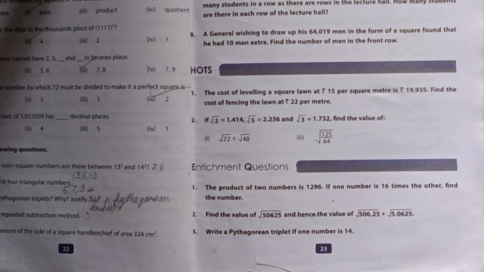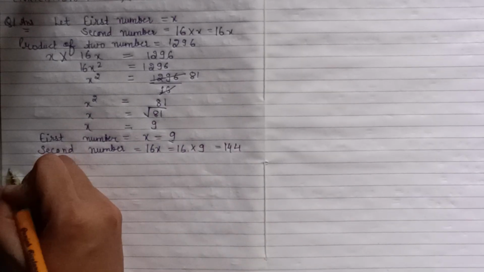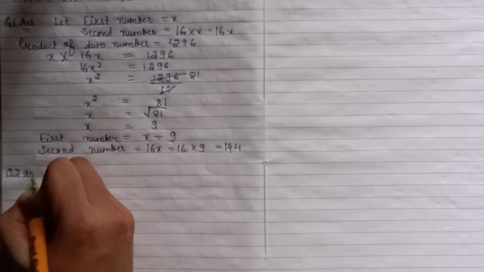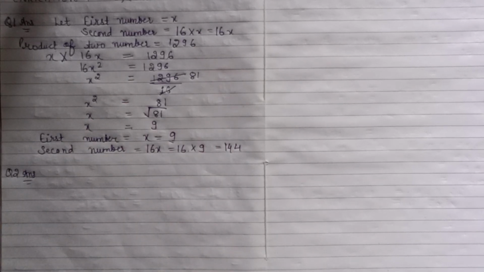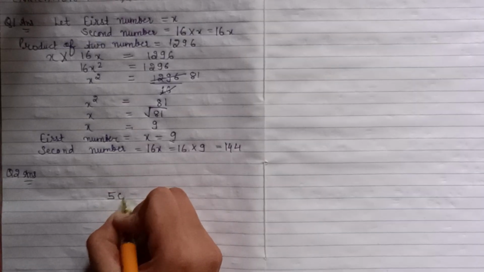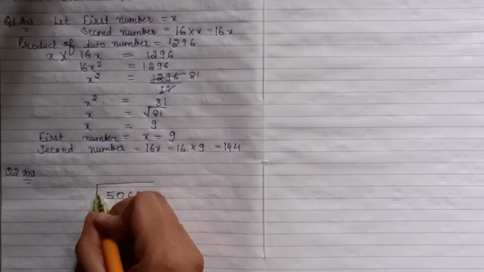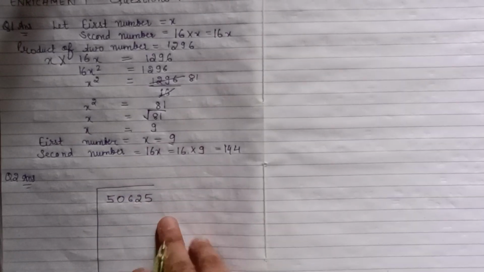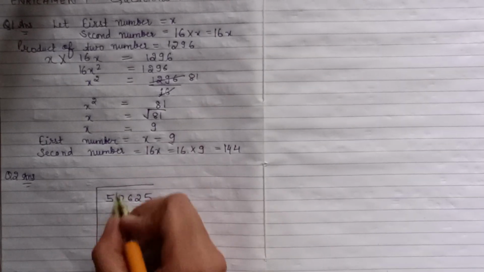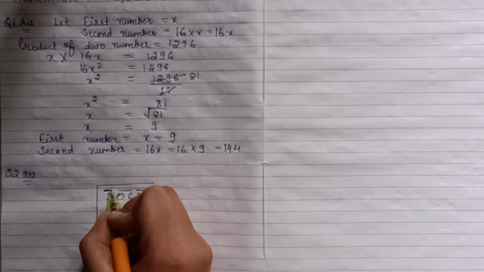So let's begin with writing the answer of question number 2. I write here question number 2 answer. So we can solve this by the long division method. I write here 50625. Then we can solve it by the long division method. We have to find the square root of this. Now make pairs. I make pairs here.